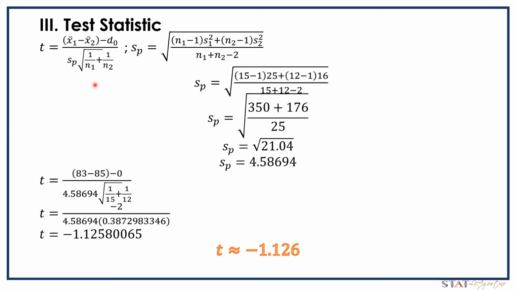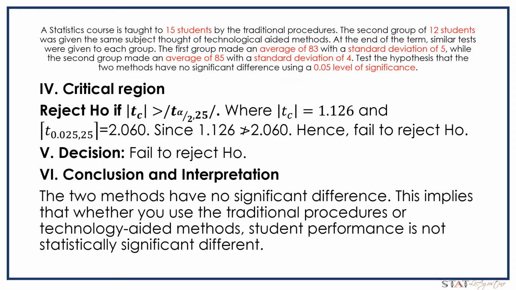Then, doing the calculation using the formula for the t-test, you arrive at a value of t of approximately negative 1.126. That is our computed t value, based on our sample, based on our data. And now we will present our critical region. This is again the default. This is our decision rule, where we base our statistical decision.